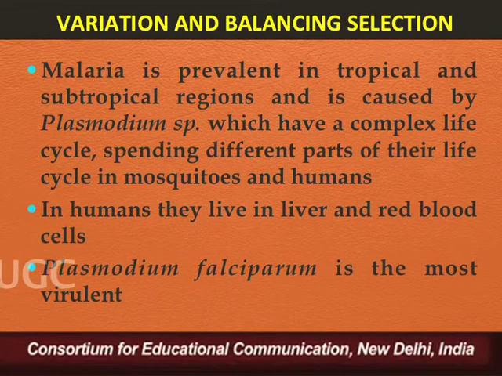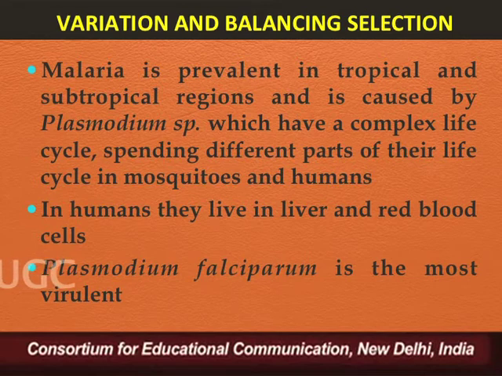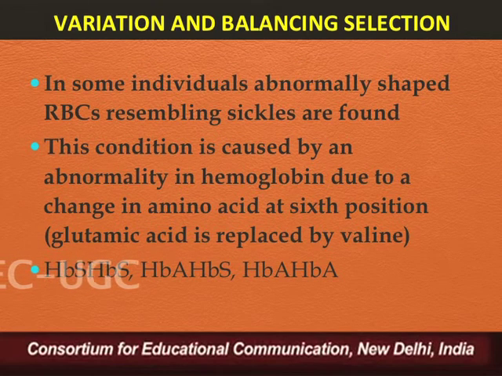Talking about variation and how natural selection acts on them, I'll take the example of sickle cell anemia and malaria. You all know that malaria is a disease quite prevalent in tropical and subtropical regions, and it is caused by different species of Plasmodium, which has a complex life cycle and requires two hosts, basically humans and the mosquito. In humans, these parasites live in the liver and red blood cells, and of all the species, Plasmodium falciparum is the most virulent. It was seen in some individuals that their RBCs resembled sickles.